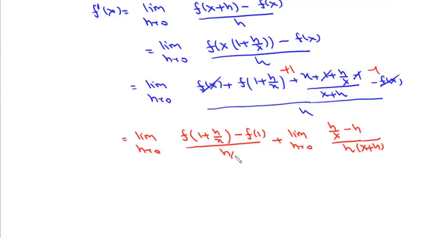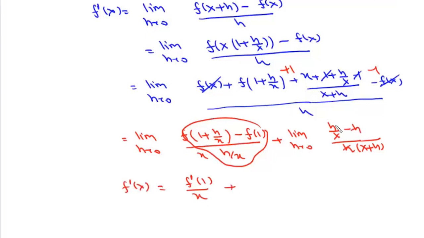Now here if we multiply and divide it with x, this is the derivative of this function at 1, so it will be f dash 1 by x, and this is your f dash x plus, now here we can cancel h with h, so it will be 1 upon x minus 1, and here we have 1 upon x, so it will be 1 upon x into x minus 1.